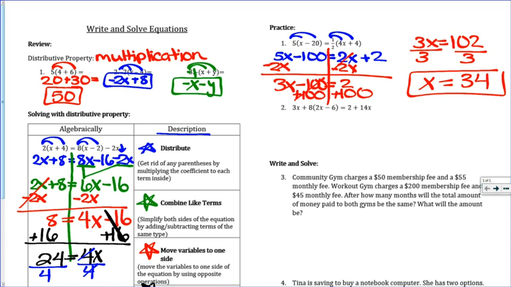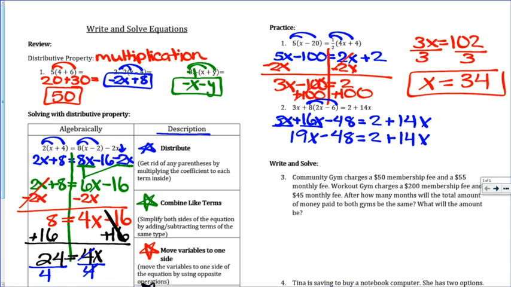Number 2, start with distributing. Anytime you see parentheses, you're going to have to distribute to get rid of those first before you can start solving. 8 times 2, 16x. 8 times negative 6, negative 48. Look to combine. I'm going to combine this 3x and this 6x. 19x.